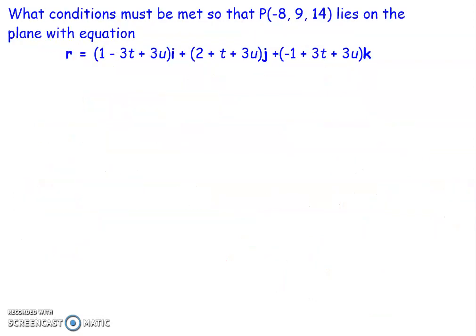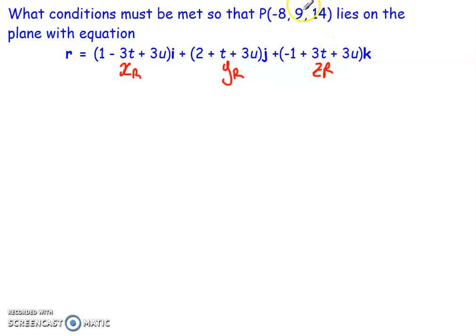Second question is, what condition must be met such that the point P, negative 8, 9, 14, lies on the plane with the equation 1 minus 3t plus 3u i plus 2 plus t plus 3u j plus negative 1 plus 3t plus 3u k. So what condition must be met there? What we know is that if we were to separate this out and look at xr, yr, zr, that there would be my xr, that there would be my yr, and that there would be my zr.